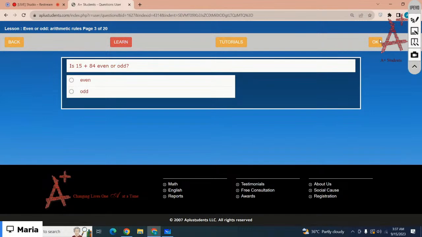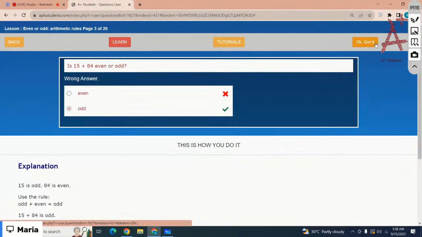Is 15 plus 48 even or odd? 15 plus 84. 15 is an odd number and 84 is an even number. You are adding an even and an odd number. So the answer is, you are adding two different numbers. One of them is even, one of them is odd. That means their answer must be odd. Oh yes, it is odd.